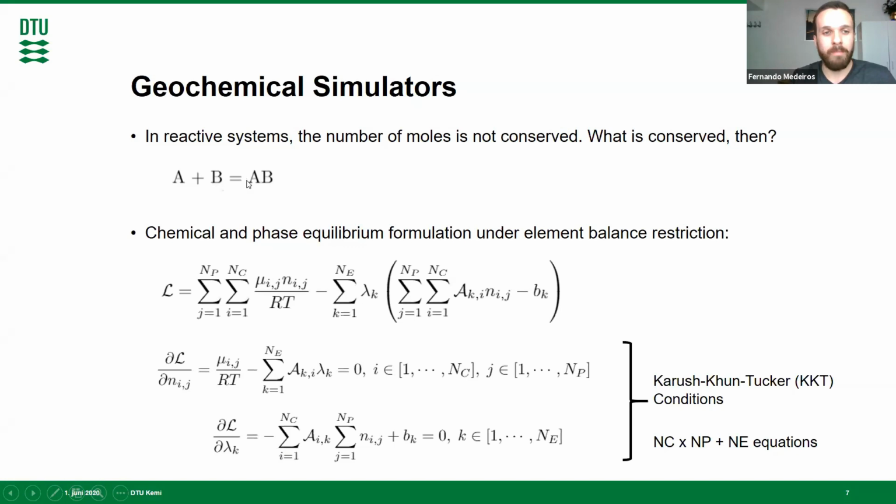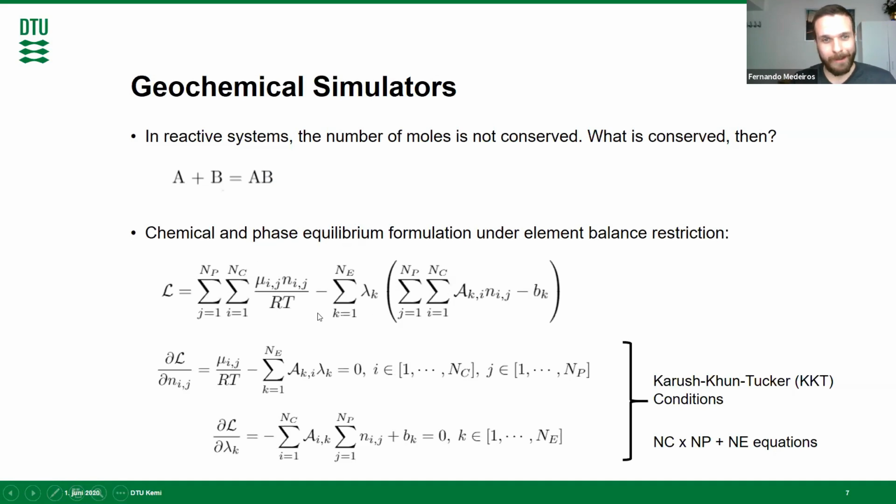And what do I mean by building blocks? We have the species A, which reacts with the species B, and then they form the species AB, but there is no consumption of A or B. We still have the same amounts of A and B. And that's pretty much what characterizes those reactive problems. There is a conservation, but not a mole number conservation, an element conservation.